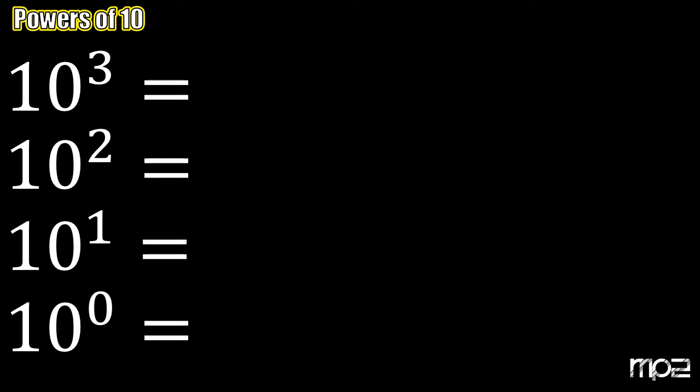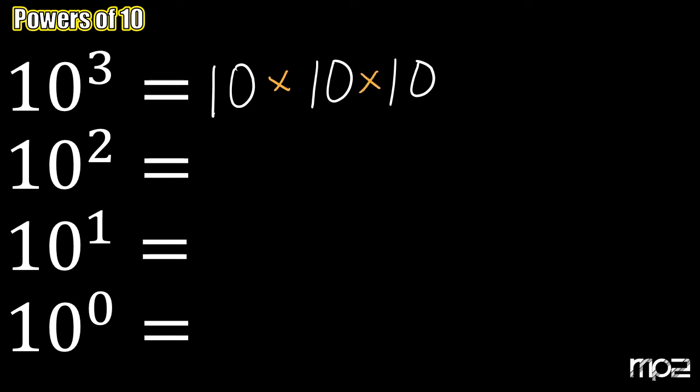And so here we have 10 cubed, so 10 to the power of 3. What that's going to tell me is I'm going to write 10 3 times. And with the exponent, I'm going to multiply each one of these. So 10 times 10 times 10 is going to equal 1,000.